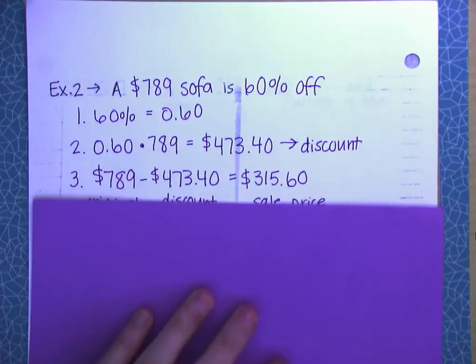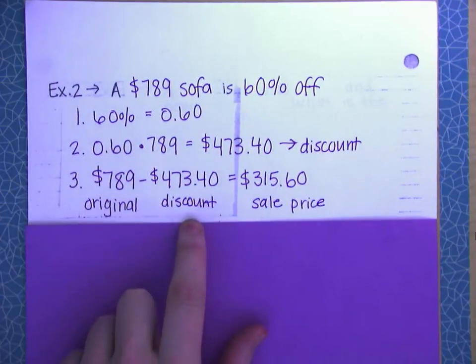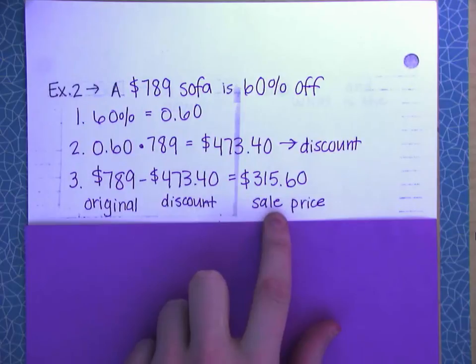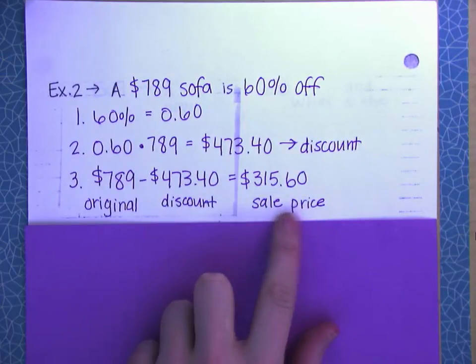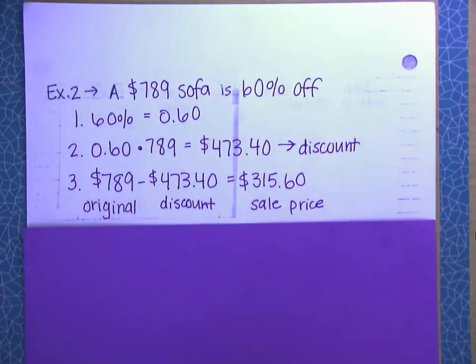Okay, and then the last thing we're going to do is take our original price, subtract the discount, and what's left will be our sale price. That's what we're going to end up paying. Now this is what we're going to pay before tax is added to it, just the base cost before we add tax. So with that discount, it's going to make it $315.60.